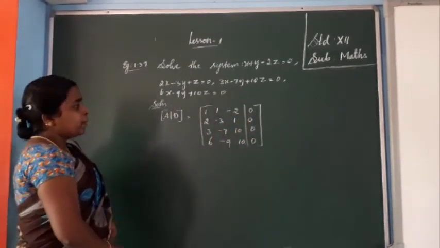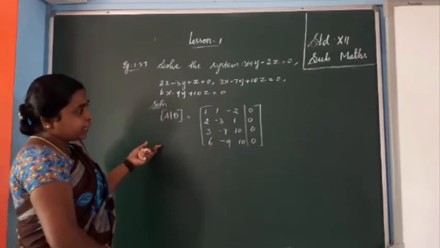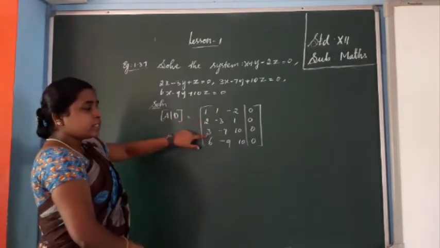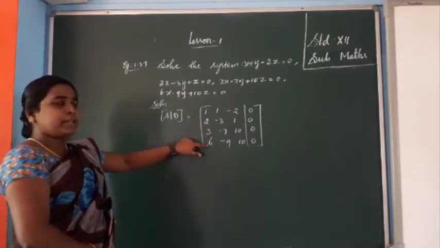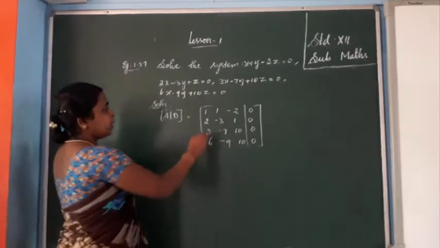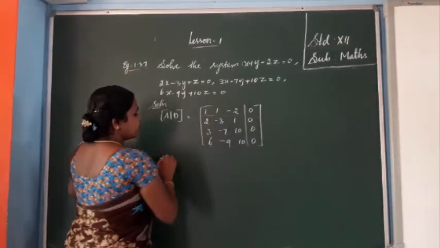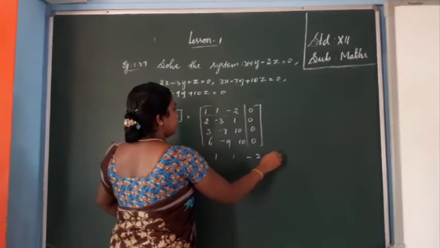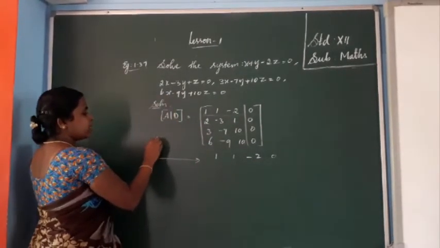Next, how to convert into row echelon form? Instead of 2 we need 0, instead of 3 also we need 0, and instead of 6 we need 0. So you have to eliminate 2, 3 and 6. You can use the first row. So R1 no change: 1, 1, minus 2, 0. Then the second row we are adjusting.